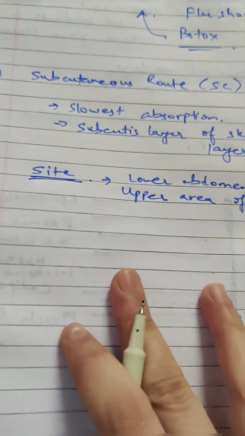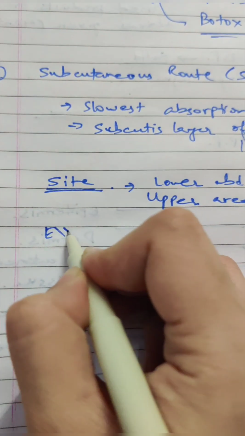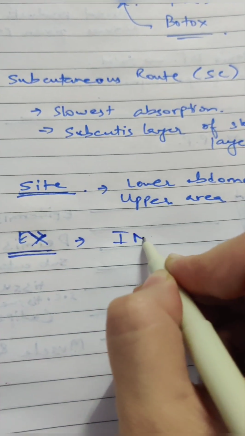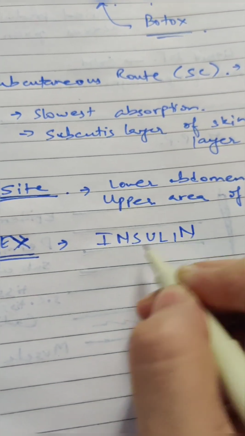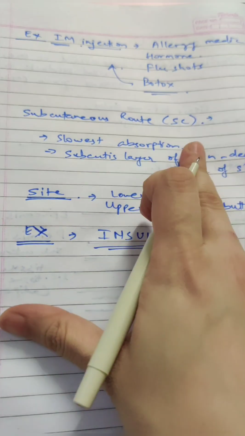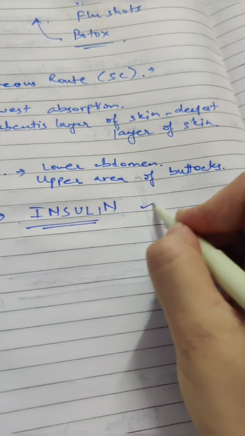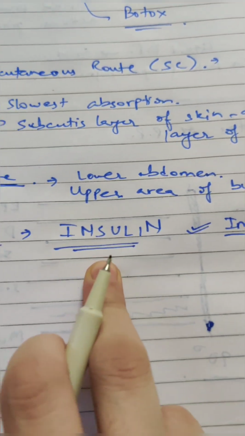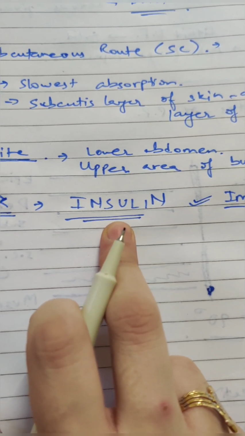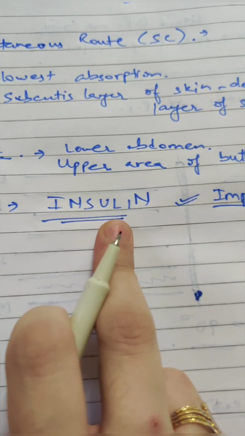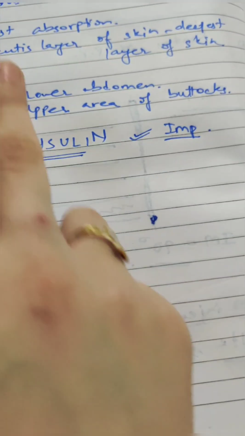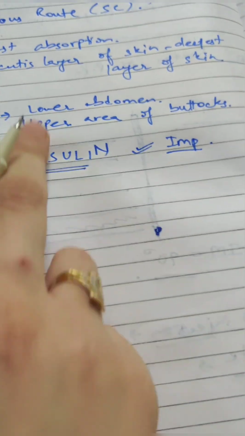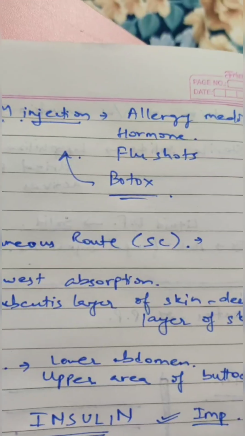Okay. इसका सबसे कॉमन एग्जाम्पल है और a very important example is insulin. The insulin injection is an SC injection. ये एक बहुत ही इम्पॉर्टेंट क्वेश्चन रह चुका है. It will also be, it is asked many times during B.Pharm semester exams also. So insulin is a subcutaneous injection. Okay, हमने देखा ये that it is administered in the lower abdomen.